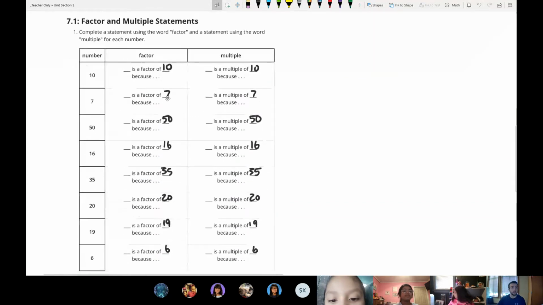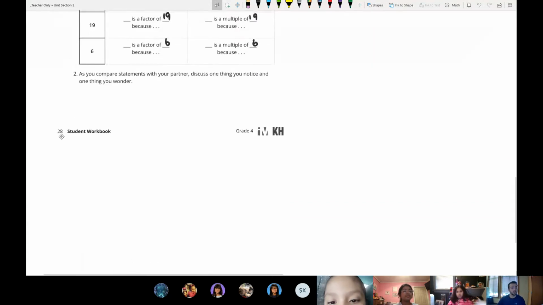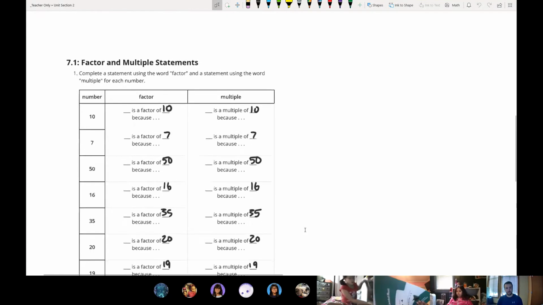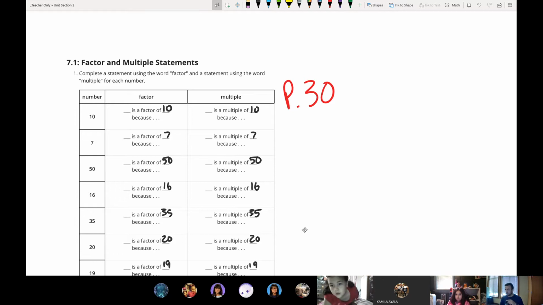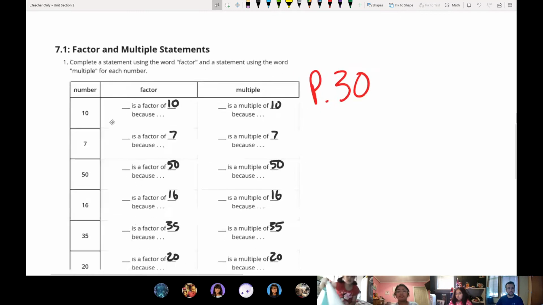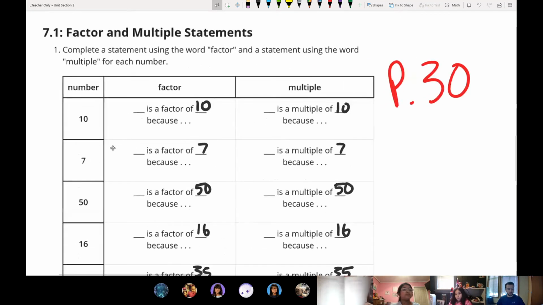Okay, we're going to scroll down. At least I'm going to scroll down. This is in your packet, page 28. It's in your book, page 30, and I'll write that down at the top. Page 30 in your workbook, page 28 in your packet. Okay, you don't have the numbers written down here. I filled those in just to give you an example or a foundation for you when you're filling these out.